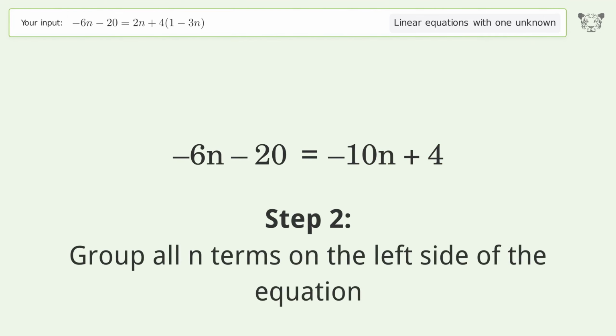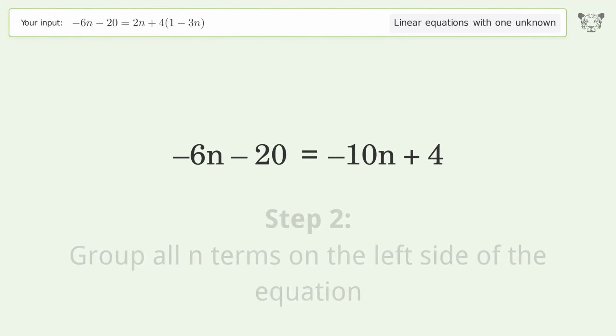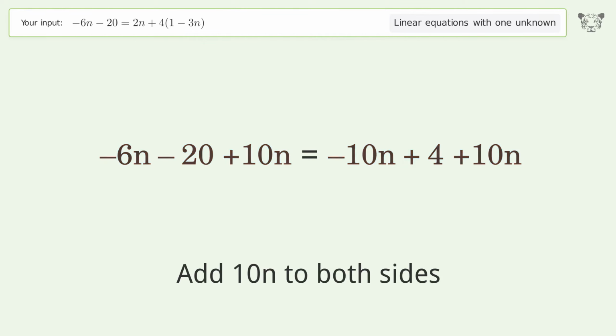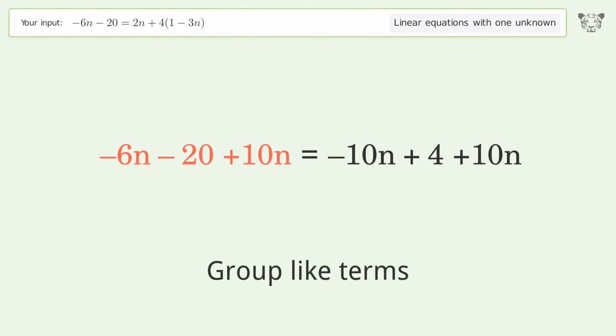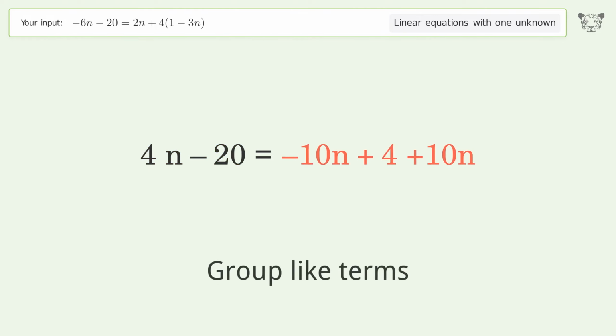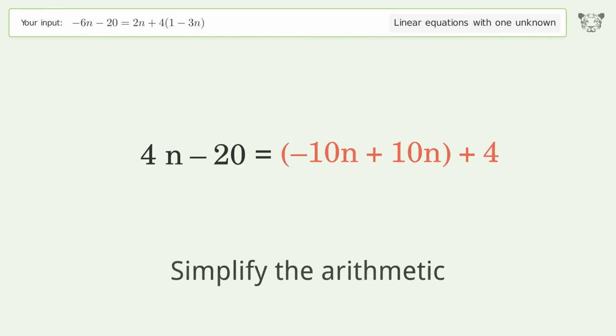Group all n terms on the left side of the equation. Add 10n to both sides. Group like terms. Simplify the arithmetic. Group like terms. Simplify the arithmetic.